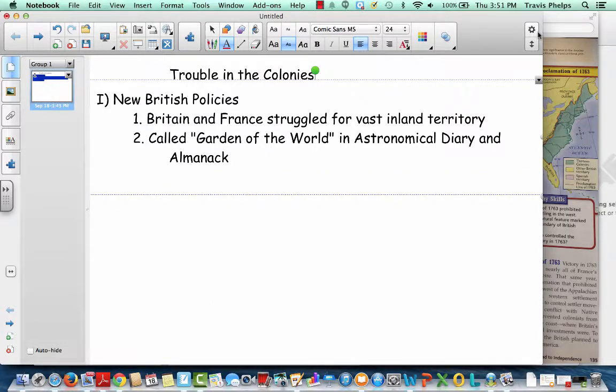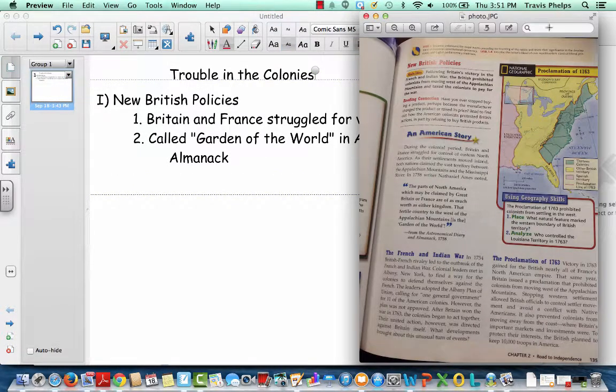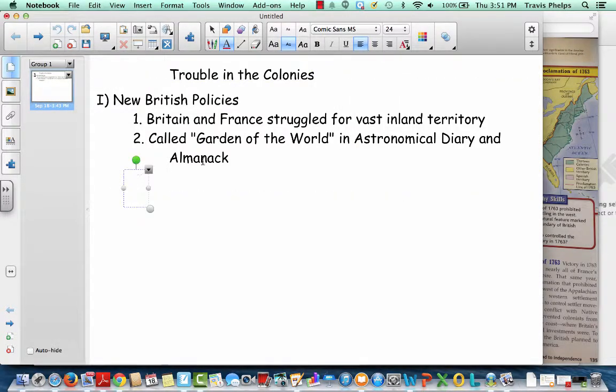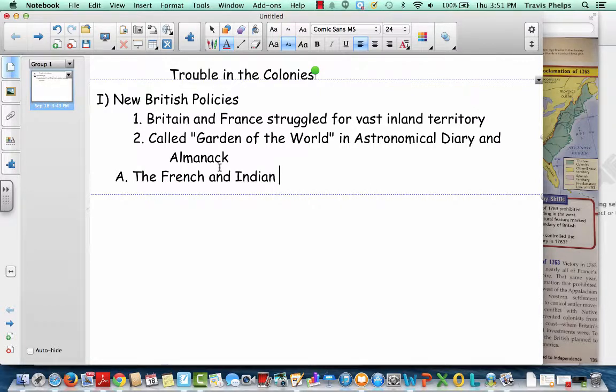Now we can see in this writing, because we did this section and then put a point for this section, now we're going to be going into the French and Indian War. So over here, this is where I'm going to do A, the French and Indian War.